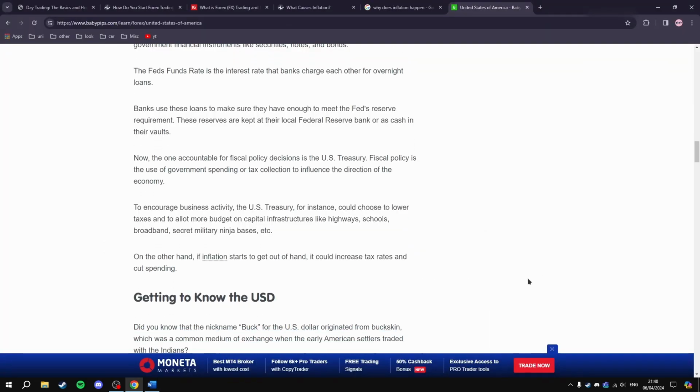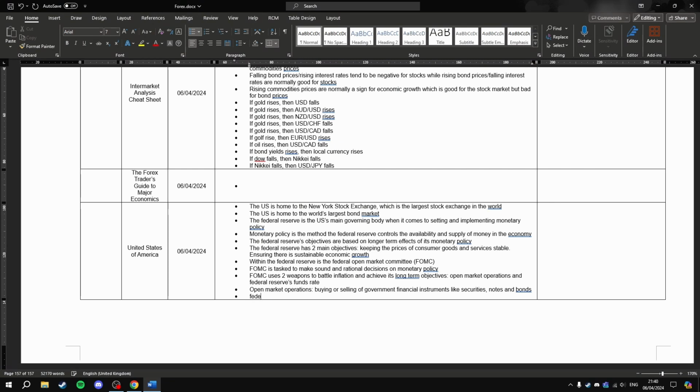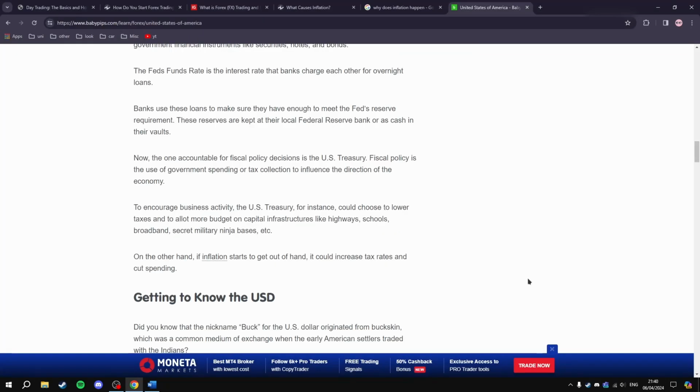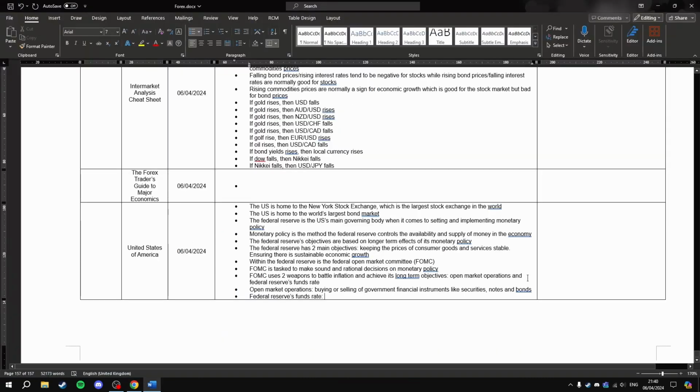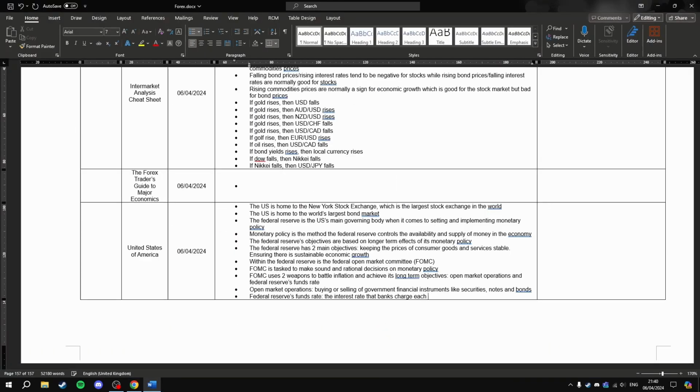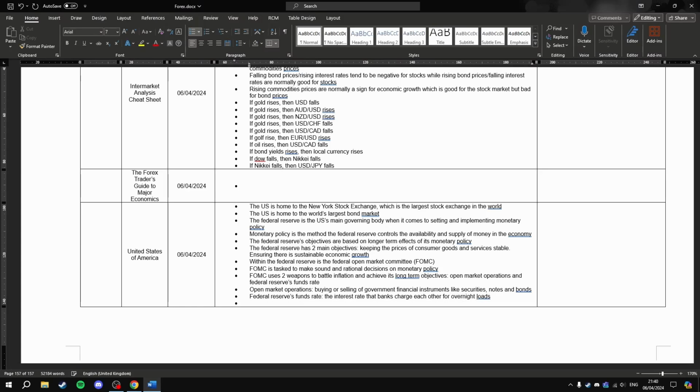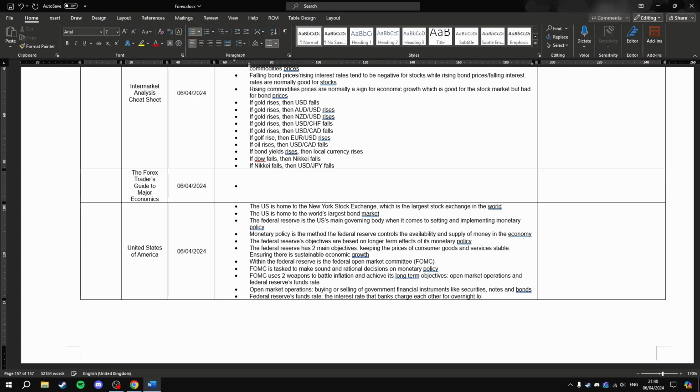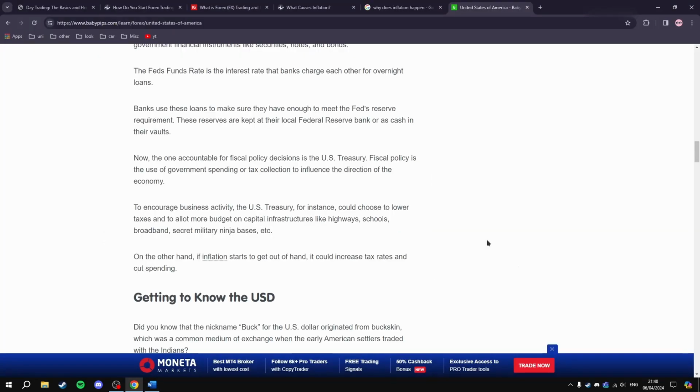The Fed's funds rate, Federal Reserve's funds rate is the interest rate that banks charge each other for overnight loans.